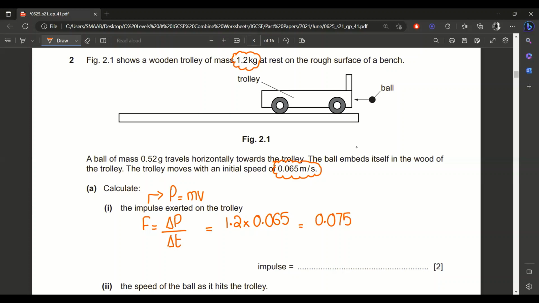Newton kg per meter? kg, and for speed, meter per second, right? Yes. So 0.075 kg meter per second. So in the question of impulse, most of the time they don't mention the value of the time. So you just need to find out the simple value of momentum p. Okay.